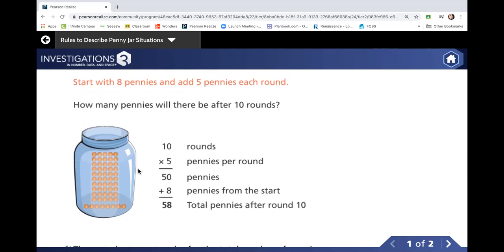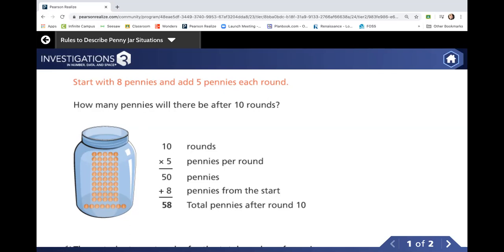And that is represented here in this array. You can see that there's 10 rows with 5 pennies in each row. Now, we cannot forget the number of pennies we started with, which were 8 pennies. Those are down here. So we add 50 plus 8 to get 58 total pennies after round 10. So this right here is the rule that was generated for this penny jar situation.